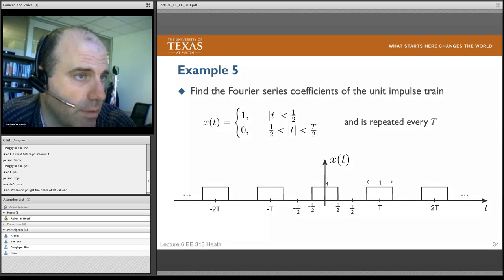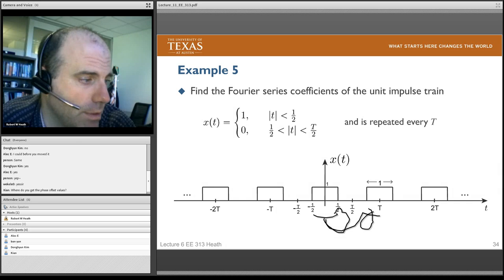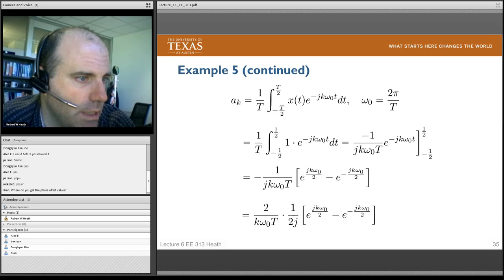So let's look at the Fourier series coefficients. Let's start at the top here. What I'm going to do is integrate over one period, from minus T over 2 to T over 2. Why? Because if I integrate from minus T over 2 to T over 2, I'm just going to be left with one integral piece. I could also integrate from 0 to T, but then I'd be left with two pieces of an integral, one here and one here. So that's why I'm integrating from minus T over 2 to T over 2.